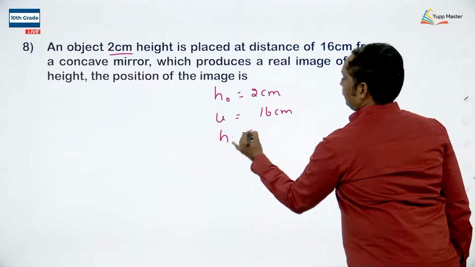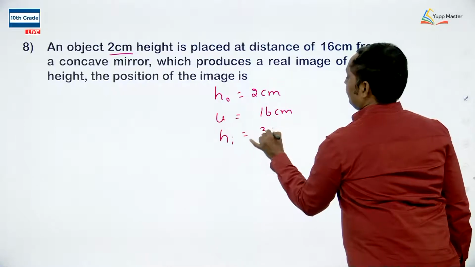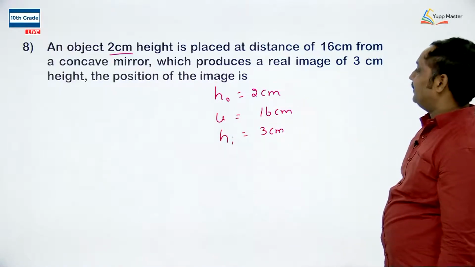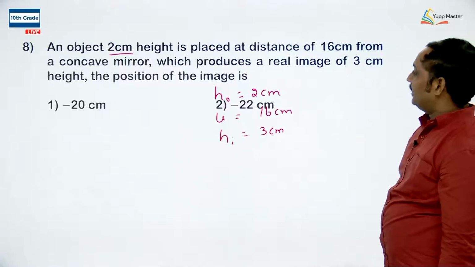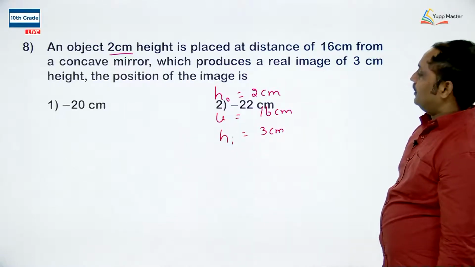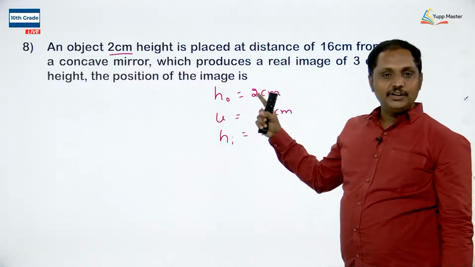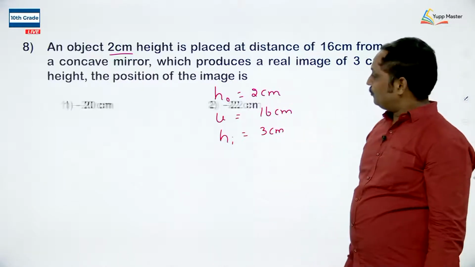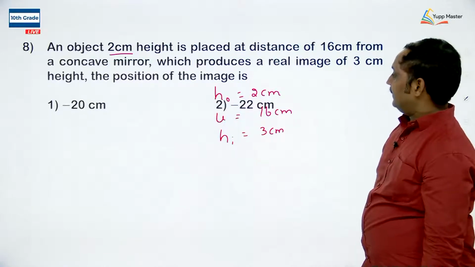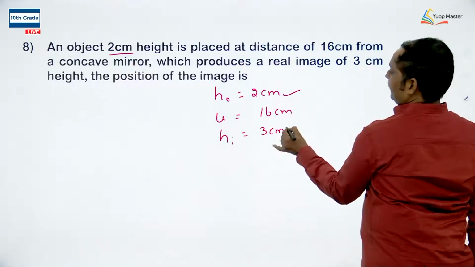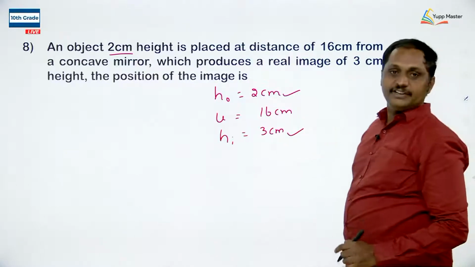Height of the image is going to be 3 centimeters. Then you will find out the position of the image. They have given the height of the image and the height of the object, and you are supposed to calculate that. Please take this as the given data. Height of the image is given, height of the object is also given.